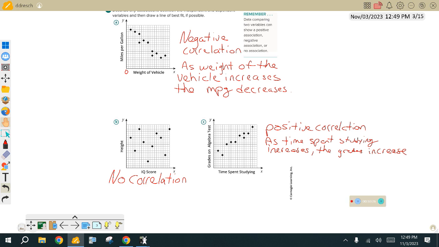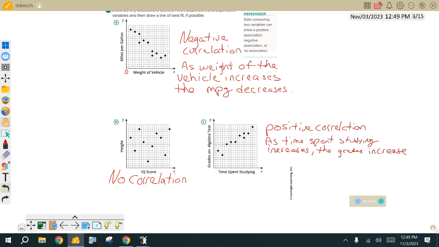Is miles per gallon decreasing, right? So our eyes, we're starting up here at this first data point. This is the weight of the vehicle. It's a light vehicle right here. We get nice gas mileage. But as that weight of the vehicle starts to increase, what's happening to the gas mileage? The miles per gallon is starting to decrease then.